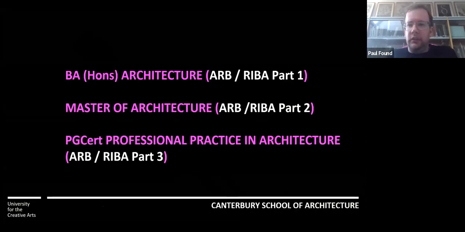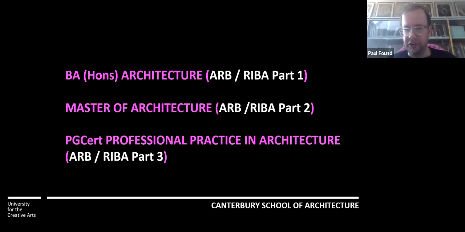So the pathway that UCA offers is all the way from BA Honours, so RIBA Part 1, through to the Master of Architecture, which is Part 2, and all the way through to Part 3. I mention this just so people, the audience out there, are aware that this is a possibility. Obviously I'm focusing only on the undergraduate course in this presentation. But it is good to be aware that this possibility exists to become fully qualified through UCA.